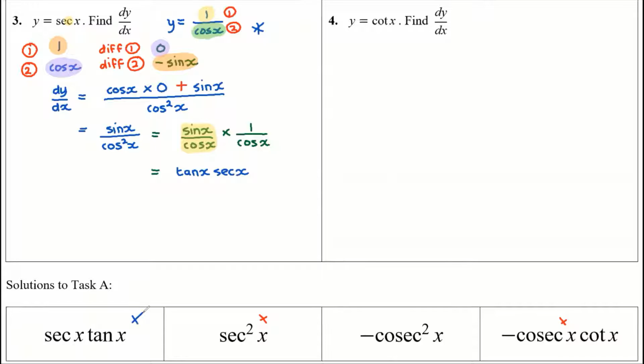So sec x tan x is gone. We are now left with negative cosec x squared. So this must be our final result. Let's just verify this. How do we define cot? Well, you could write it as 1 over tan. But we don't yet have a derivative for, well, I suppose we could. I'm just thinking, should I try something different? No, I'll stick to my plan. Let's write this as cos x over sine x.